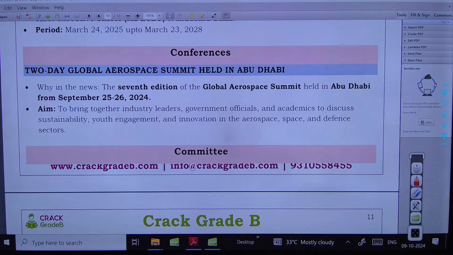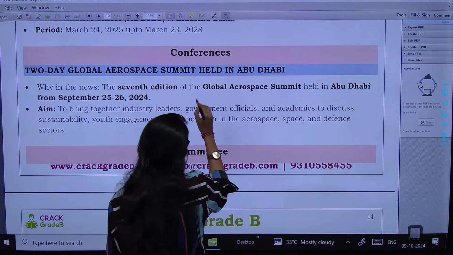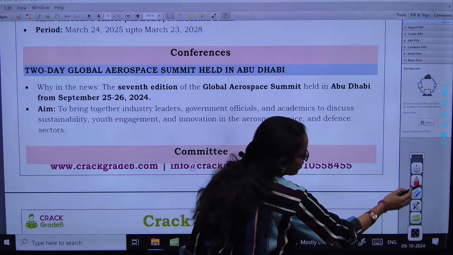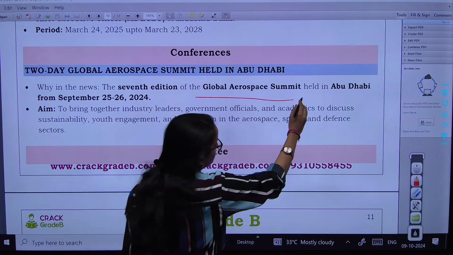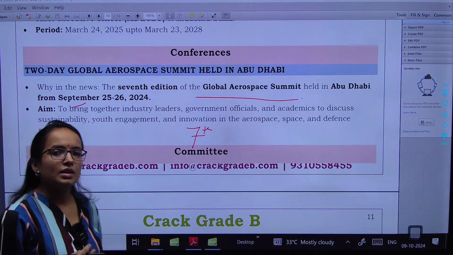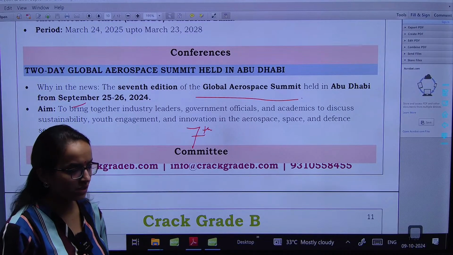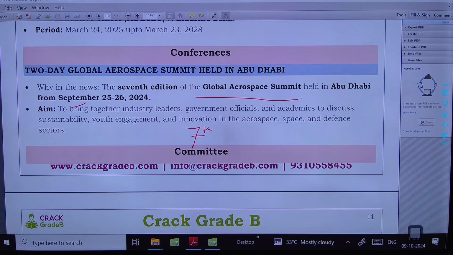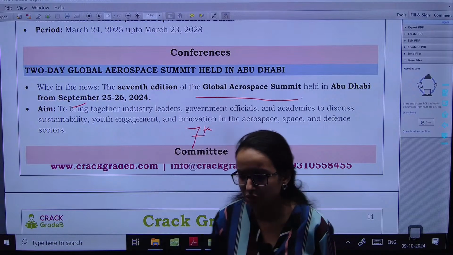Then you have in the conferences section, 7th edition of Global Aerospace Summit held in Abu Dhabi. 7th edition, remember which edition? 7th. 7th edition of Global Aerospace Summit. Where is it held? Location is Abu Dhabi from 25-26. Of course, to bring leaders from industry, government officials, academia, researchers, developers from space, aerospace, defense sectors to engage them into more innovative solutions.